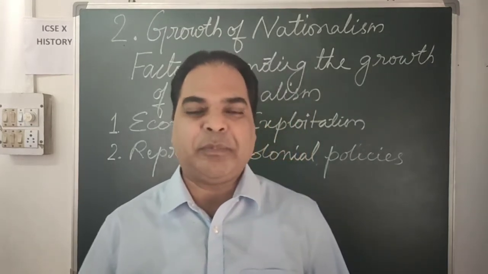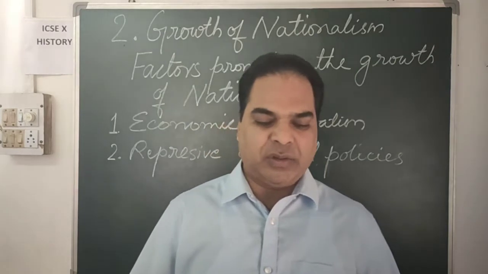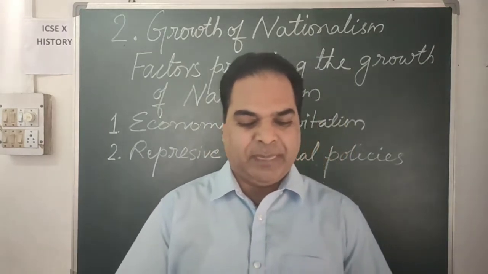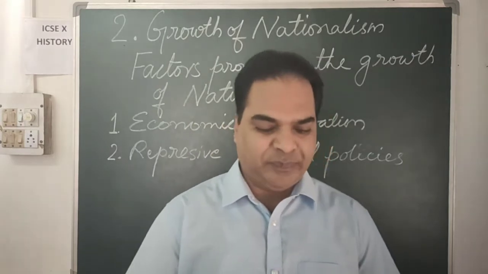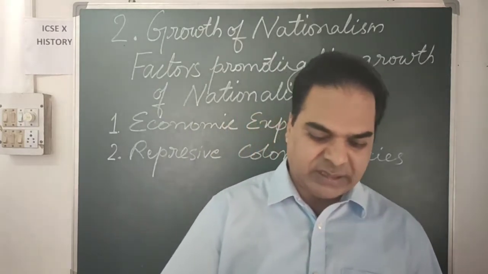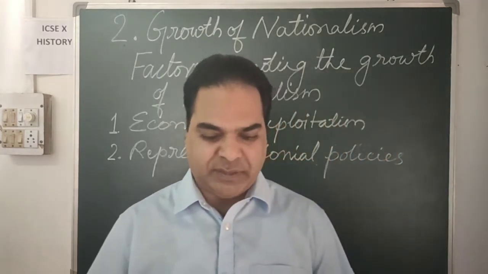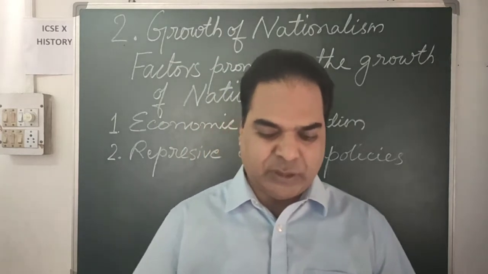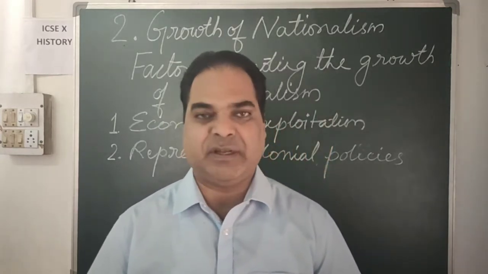So in the previous class we discussed the revolt of 1857 and the various causes which led to the revolt. Then we discussed the events. Then we discussed the causes of the failure of the revolt of 1857. Then finally we discussed the consequences of the revolt of 1857.